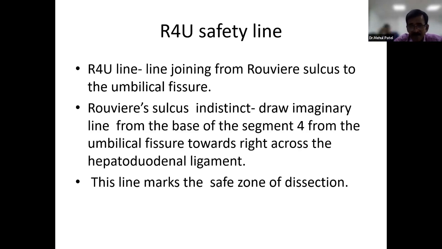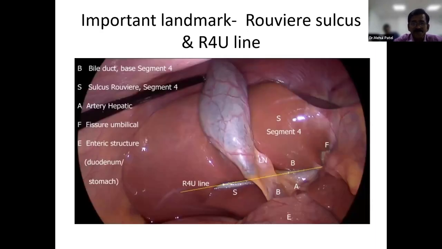Because if you remain away from this line superiorly, you are not close to the portal pedicle. So if you go again to this picture, you find this is the Rouviere's sulcus and this is the umbilical fissure. And if you draw a line from the Rouviere's sulcus to the umbilical fissure, you find this is the area, superior and anterior to the Rouviere's sulcus, that is a safe area for doing your dissection. One should not go down. We'll show in the next picture that this is the area described as the safe area for starting your hepatocystic triangle dissection.